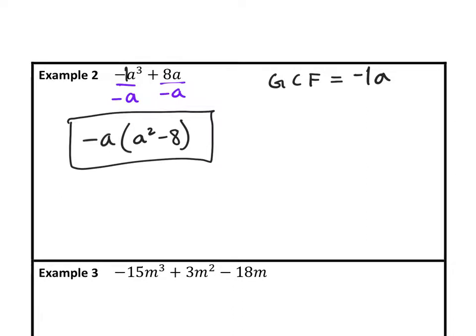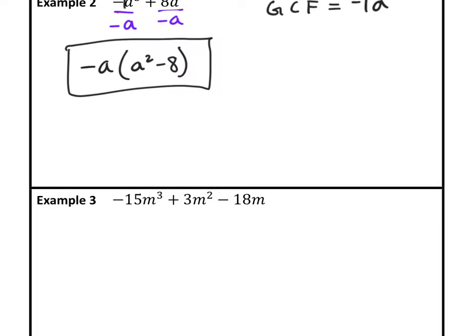And I also want to mention, I like to factor out the negative, especially if the first term is negative. Make sure you factor out the negative 1 so that the term inside the parentheses, the first one, is positive. It'll be useful as we work with more complex equations later on.